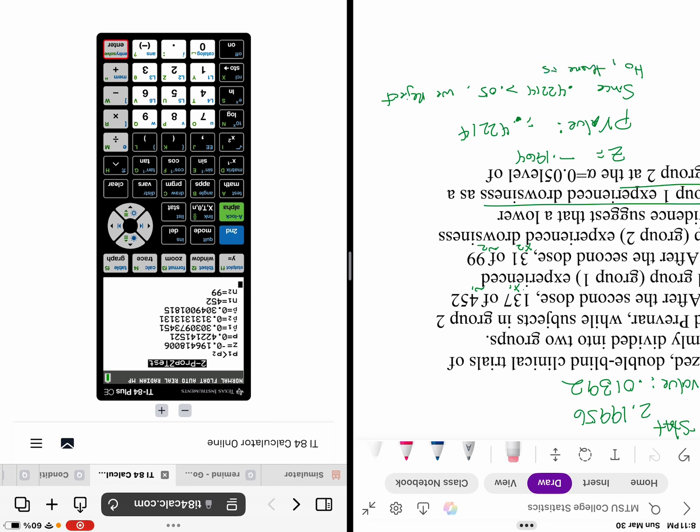There is, sorry, totally blanked. My apologies. We fail to reject. We do not reject. That's what fail to reject means. We do not reject the H sub O.